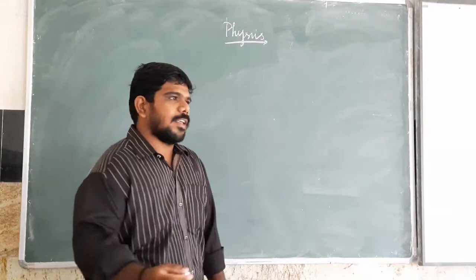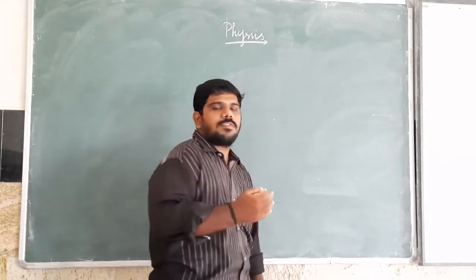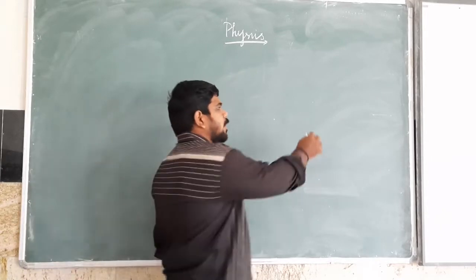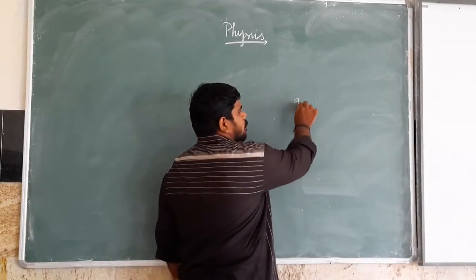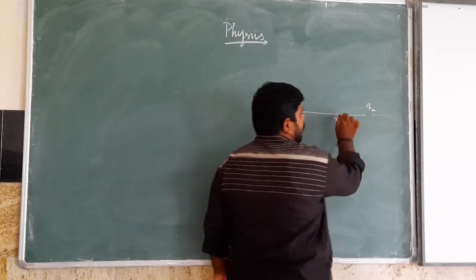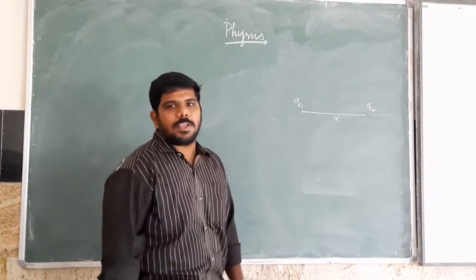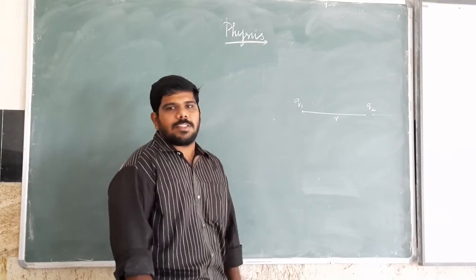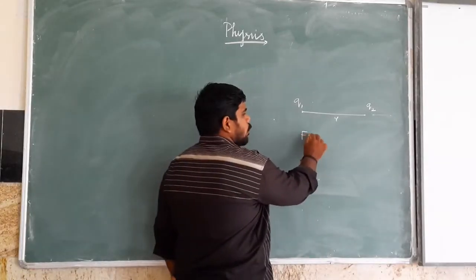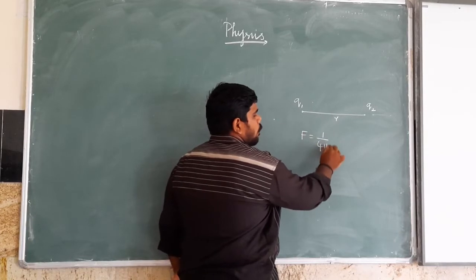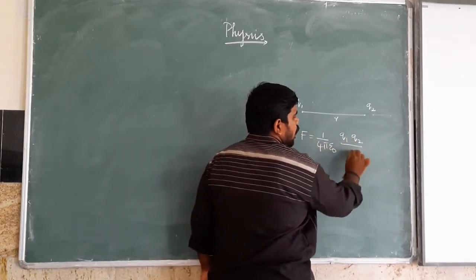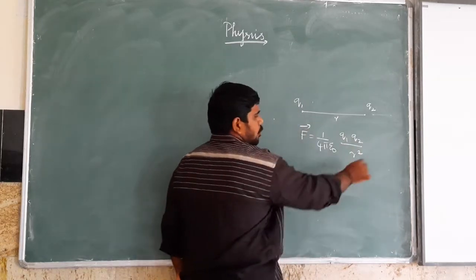First, we learned the force between two charges by using Coulomb's law. We take two charges Q1 and Q2, separated by distance R. By using Coulomb's law, we find the force between the two charges. What's the formula we are using? F is equal to 1 by 4 pi epsilon 0 Q1 Q2 by R square.